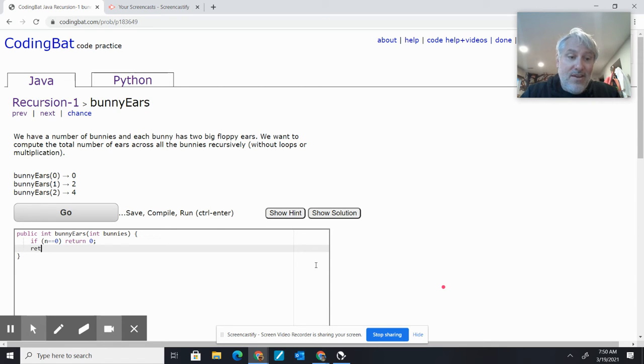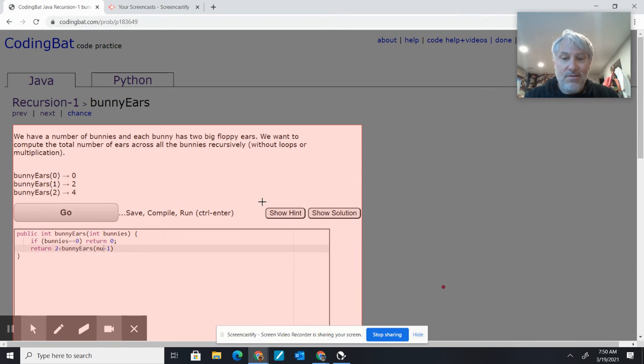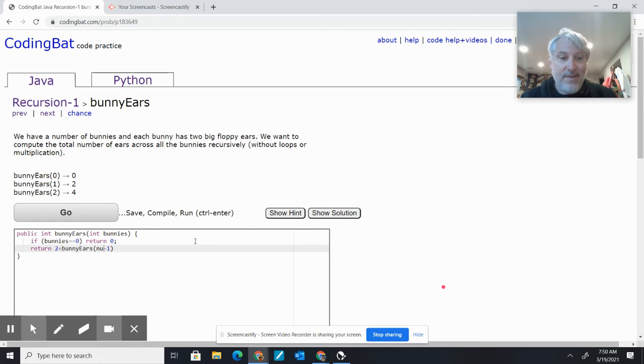All right, so then we want to return 2 plus bunnies minus 1. All right, so, oops, I already messed up a little bit, because we don't have an n anywhere in here. So I need to change this word to bunnies, and then this to bunnies as well.